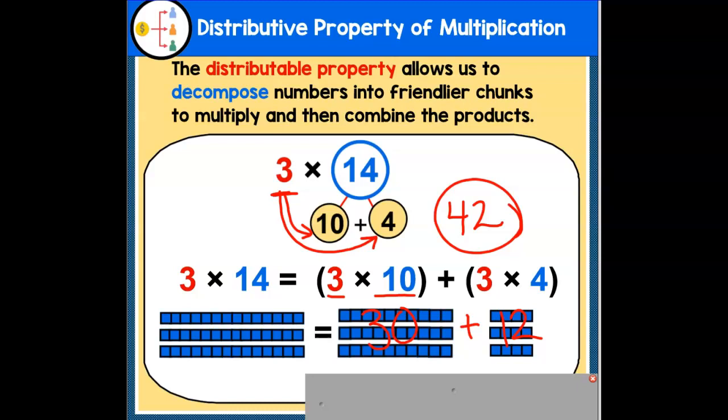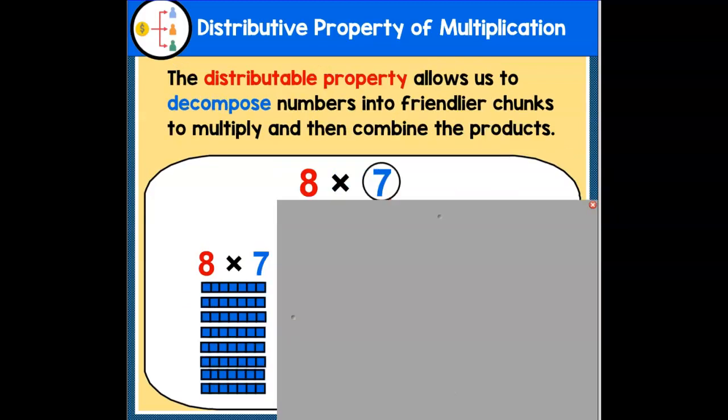We're going to keep talking about it, but what are you noticing about the distributive property from the 2 examples that we did? So here's another example. If we wanted to use the distributive property and decompose 7 into 2 easier numbers, I want you to think in your head, what 2 numbers would you decompose 7 into to make this an easier problem to do?